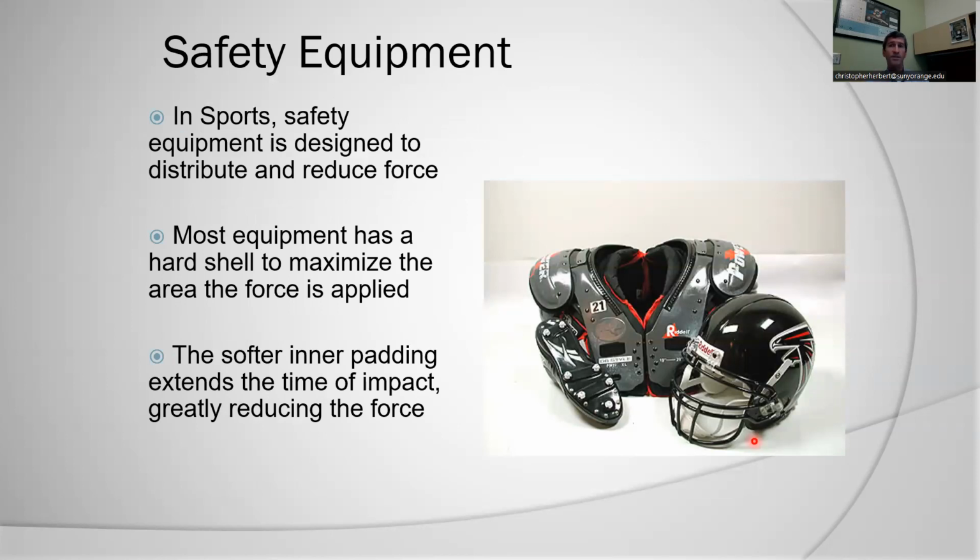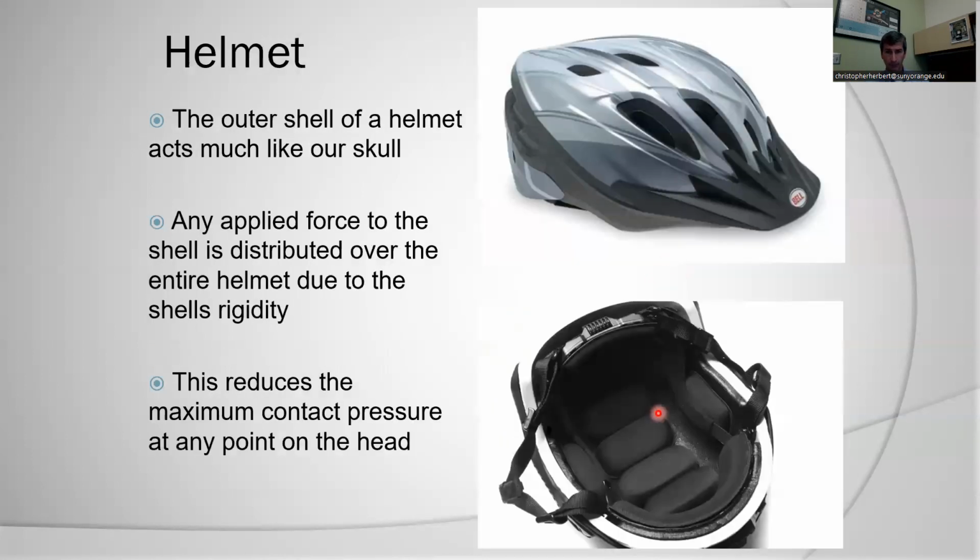Safety equipment also works on this principle of trying to extend the time of the interaction, make the time of the interaction longer and longer. Here is football equipment. You can see it has a hard outer shell that distributes the force of impact for a larger part of the body. And then there's soft cushioning material inside. That's also true of helmets. And what happens here is the cushioning takes time to compress. It extends the time of the interaction, so it brings down that maximum force that we talked about before.